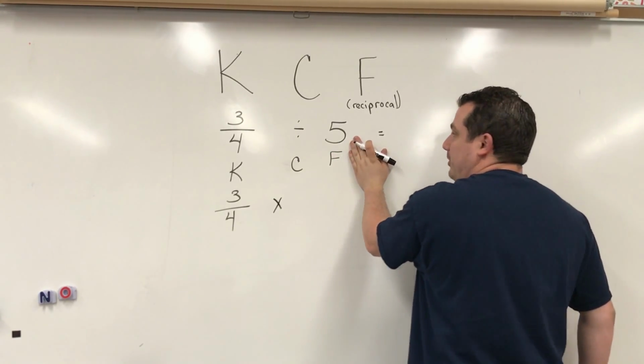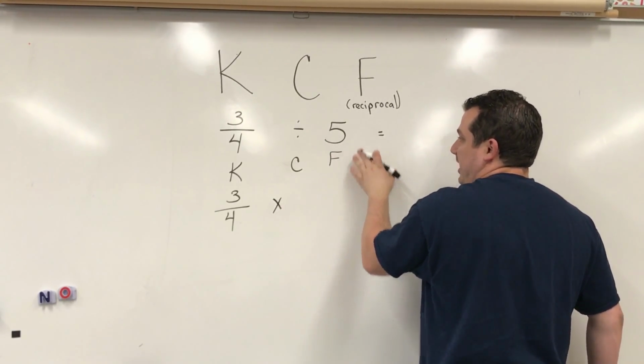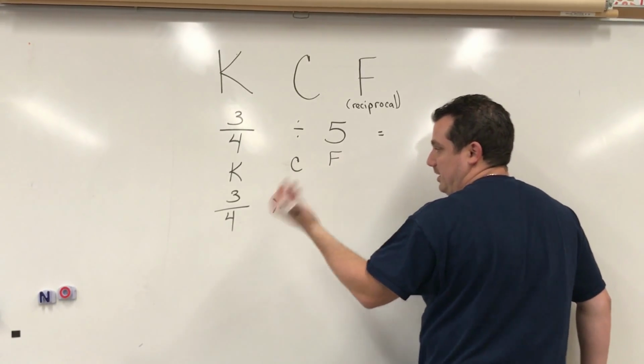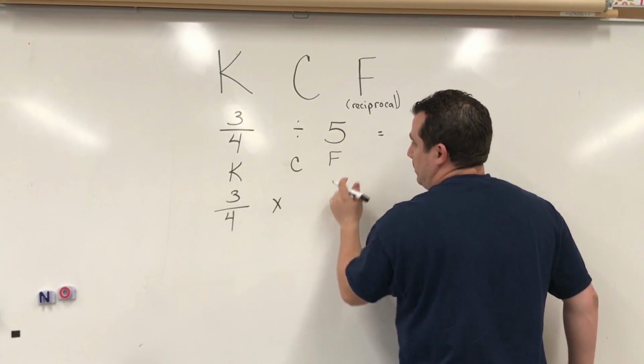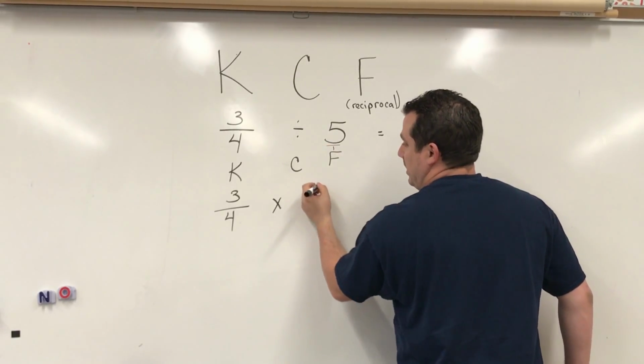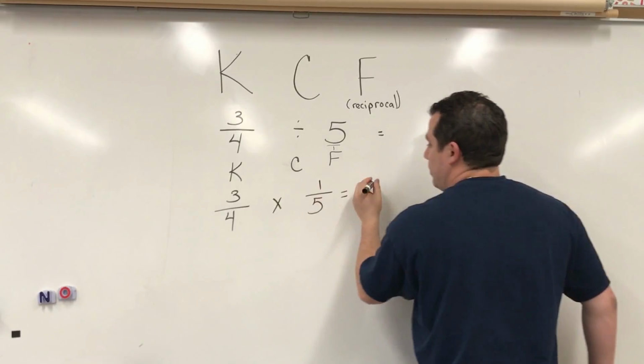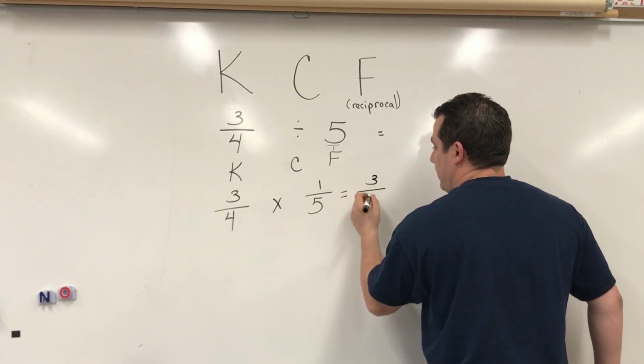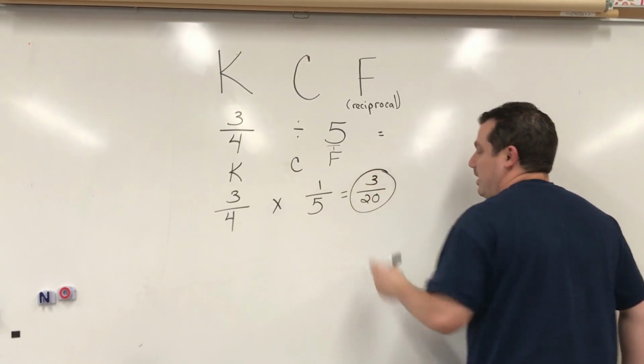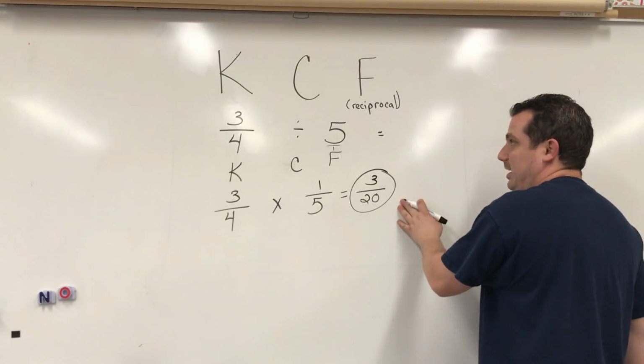Now 5 is a whole number, so you need to remember that every whole number has a denominator of 1, even though you can't see it. So you're going to flip the 5 over 1 and make that 1 over 5. Then multiply straight across. 3 times 1 is 3, 4 times 5 is 20, and your final answer here is 3/20.